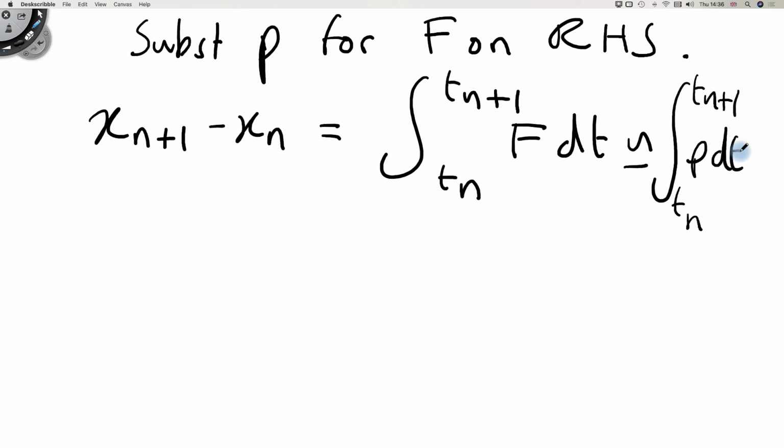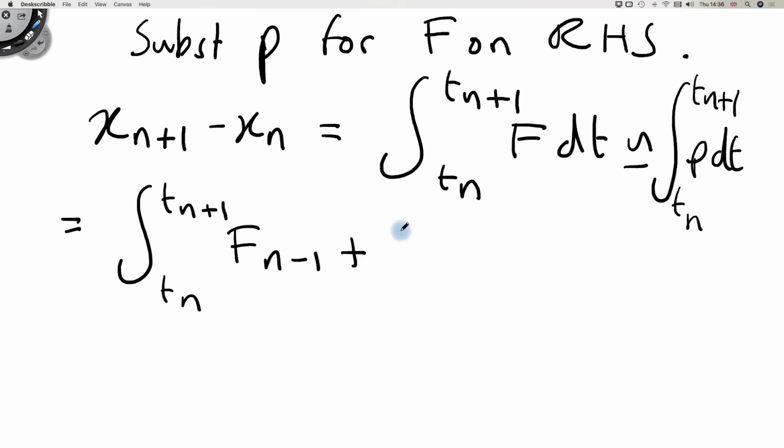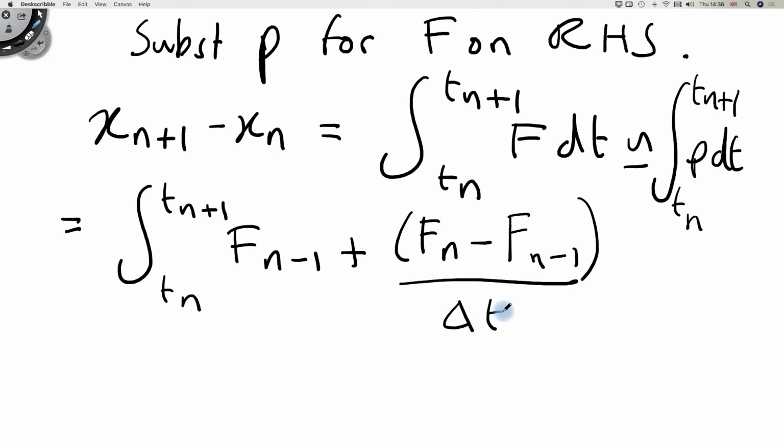And then from the previous board, we had the expression for P. It's f_{n-1} plus (f_n minus f_{n-1}) over delta t, times (t minus t_{n-1}) dt.